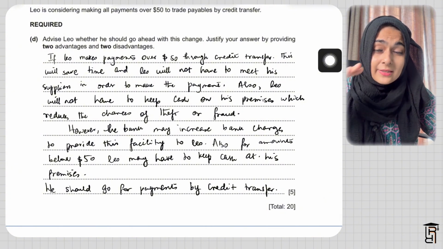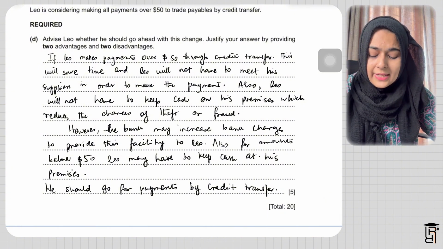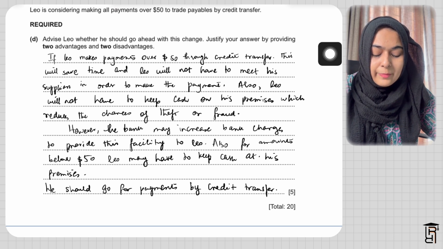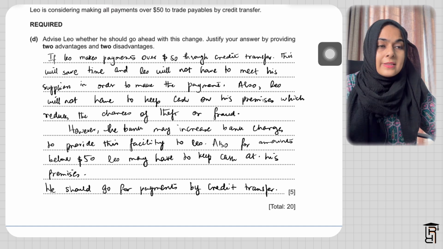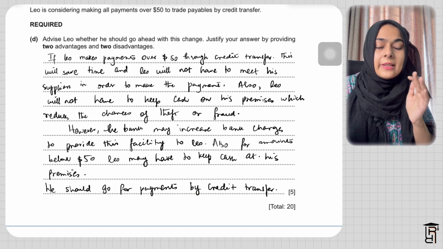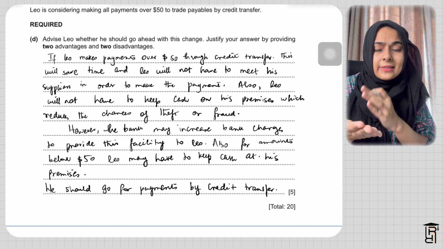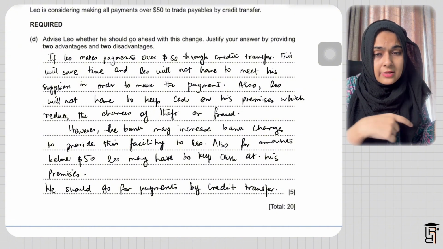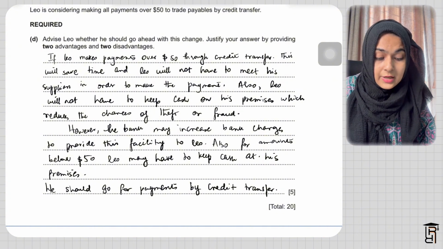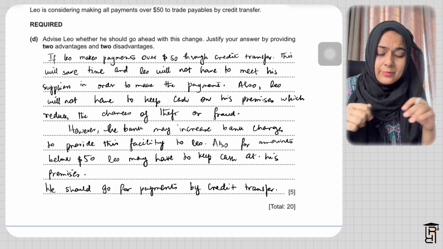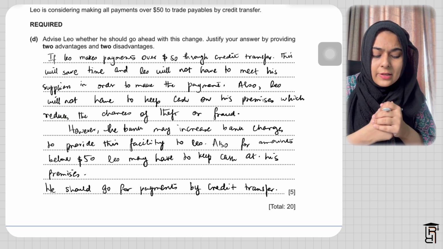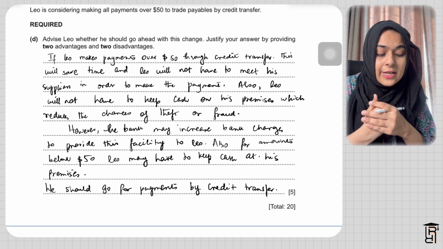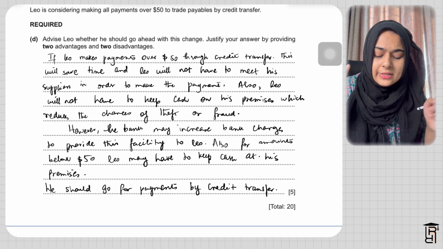Then they are saying here, I have written this answer for you guys. I'm just going to read it and try to explain it to you guys. Leo is considering making all payments over $50 to trade payables by credit transfer. So credit transfer is a facility that Leo can use; they basically use the bank account to transfer the money directly to the account of the supplier or the trade payables. The supplier and the trade payables are the same thing. Then they are saying here, advise Leo whether he should go ahead with this change. Justify your answer by providing two advantages and two disadvantages.